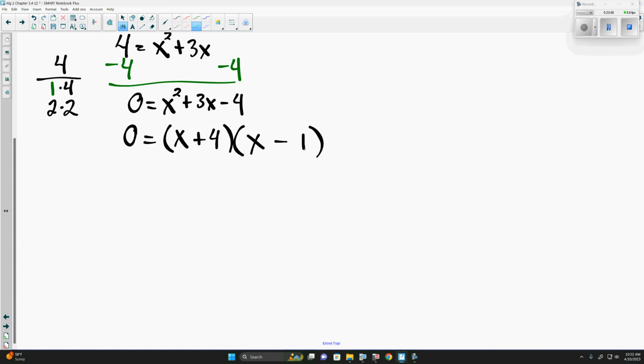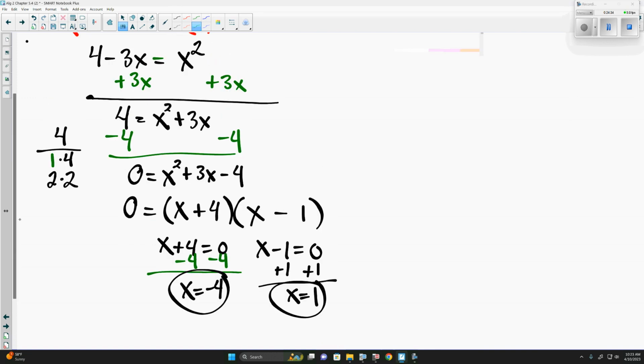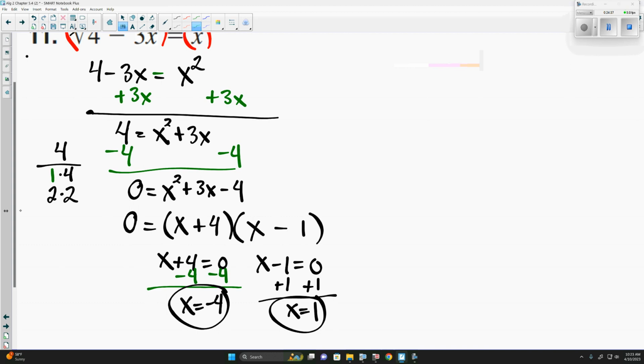Since we have 2 things multiplied together equals 0, one of them must be 0. We have x plus 4 is equal to 0, and x minus 1 is 0. And at this point, to solve for the x plus 4, we would subtract 4 from both sides. x is equal to negative 4. On the other side, we would add 1 to both sides, telling us x is equal to 1. Any questions on how we found these 2 solutions here?